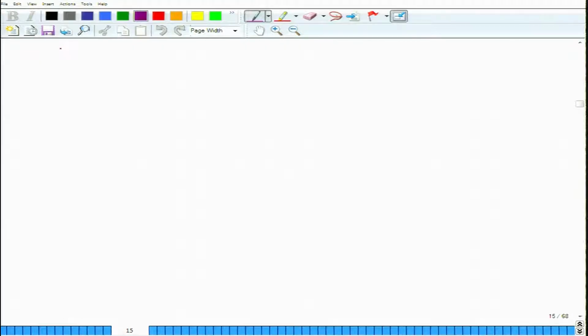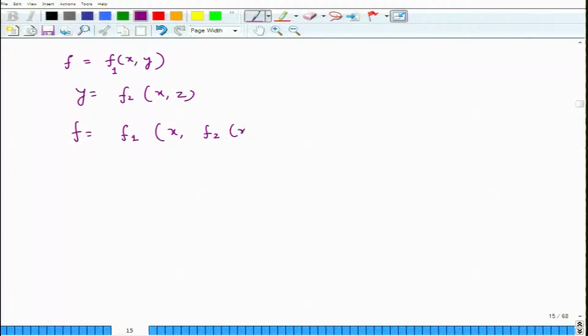Last lecture we were trying to relook at multivariate calculus relevant for thermodynamics such as in this course. We will continue this exercise. So, let us assume f is a function of x and y, let us say f1, where y is dependent on x and z. In other words, f is a function f2 of x and z, or some function f3 of x and z.